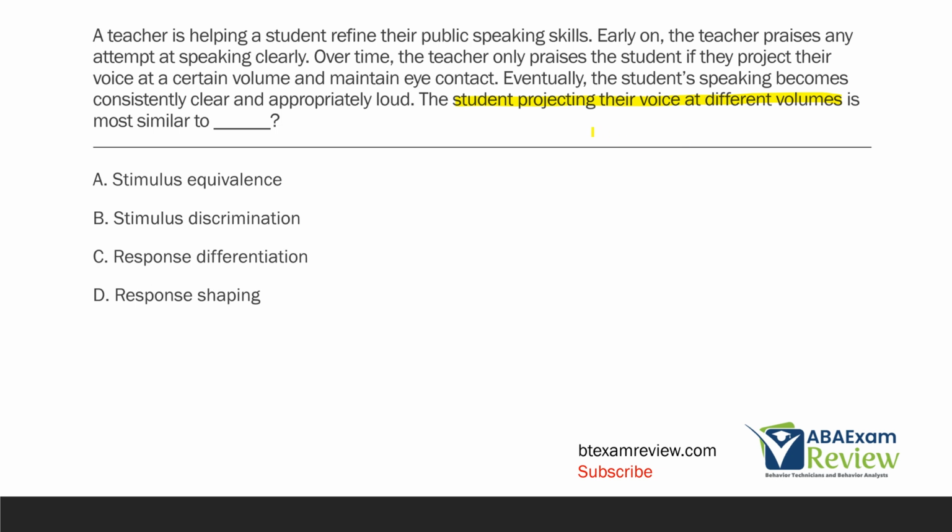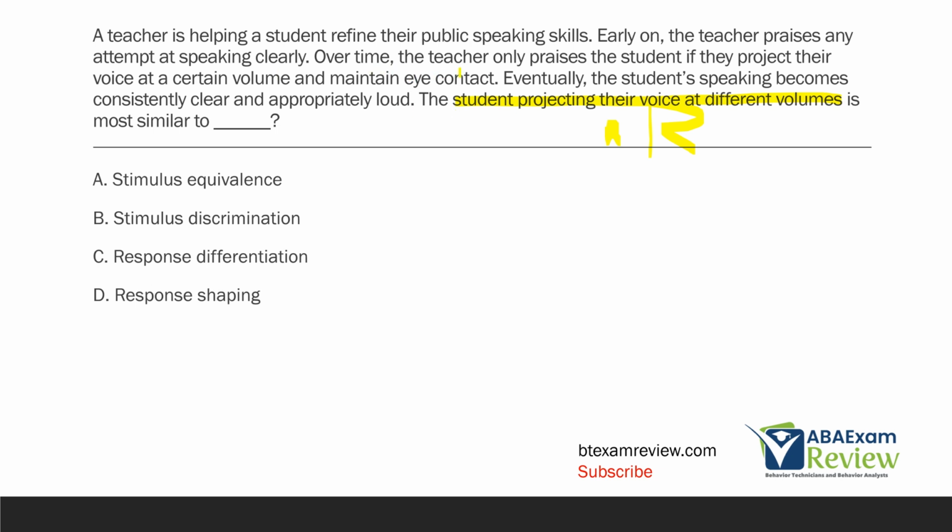Immediately, we're thinking different types of responses, right? Because if I'm projecting a soft voice, let's say just a little r as a soft voice, versus this loud voice, we have different responses occurring. And we know the teacher's helping with the public speaking skills. They're praising speaking clearly, and then they praise the student if they project their voice. So we have a lot about the teacher, but we're not worried about the teacher.